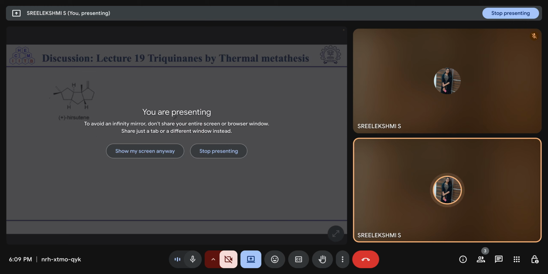Then lecture 19 was about the triquinanes by photothermal metathesis, where we have seen the applications of photothermal metathesis reaction and intramolecular Michael addition reaction in the total synthesis of hirsutene and deoxymagellaninone by Mehta group. So there we have seen the synthesis of tricyclic sesquiterpene hydrocarbon, which is plus or minus hirsutene, involving a novel photothermal metathetic sequence as key step to generate linearly fused triquinane framework by Mehta's group in 1981, and they have used cyclopentadiene as the starting material.